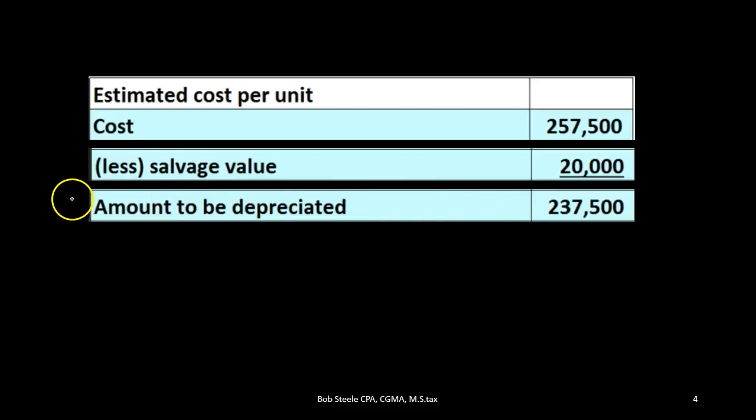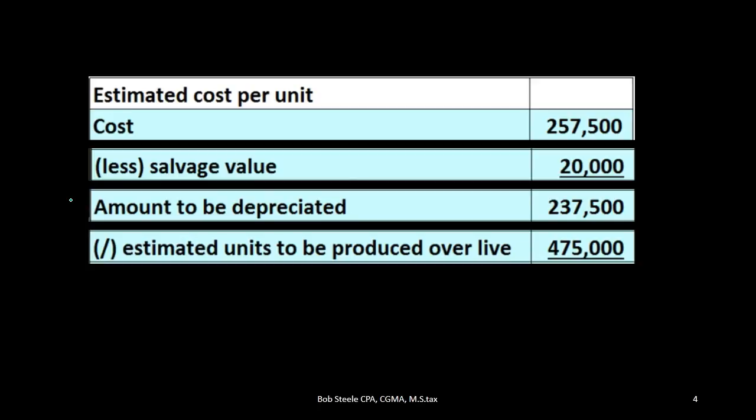We're not just going to divide it by the number of years in this case. We're going to divide it by the units to be produced over the life. Of course, the question here is, what are those units? How do we get those units? If we're talking about a car, we could be depreciating over miles, and then we'd have the total miles. How many miles do we think the car will drive?